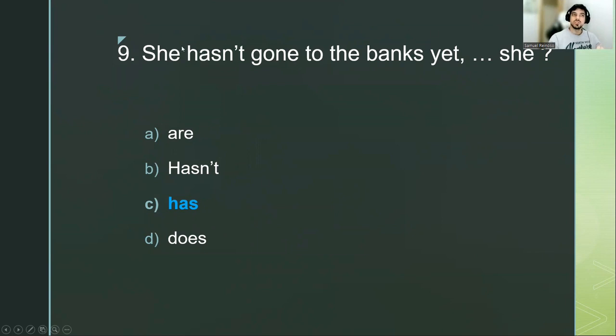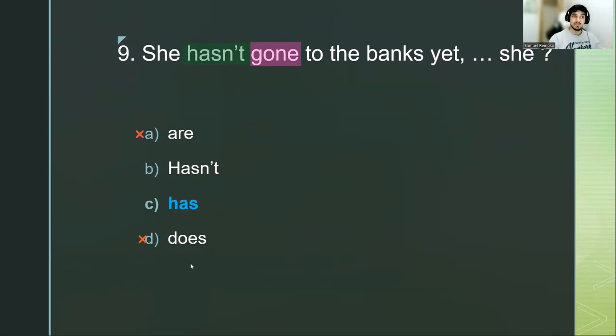Which one is the main verb? She hasn't gone. The verb is go. Exactly. The verb is go in the past participle, right? Gone. Very good. Because we have present perfect. Do you remember this tense? Present perfect? Okay. So if this is the main verb, which is the auxiliary? Hasn't. Pretty simple, right? Now you can see it very fast. Hasn't is the auxiliary. So that means that does is not possible and are is again not possible.